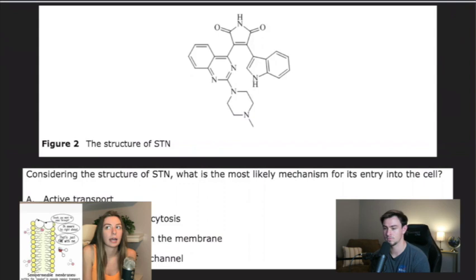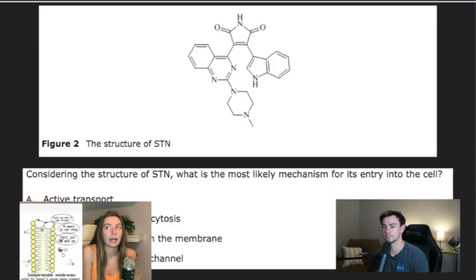B says receptor mediated endocytosis. I was talking about endocytosis a little bit earlier. That would be for really large molecules, probably larger than this STN right here. But maybe this STN could latch onto a receptor, and then that receptor could trigger the plasma membrane to endocytose it. But usually I think about bigger molecules endocytosing, like proteins.